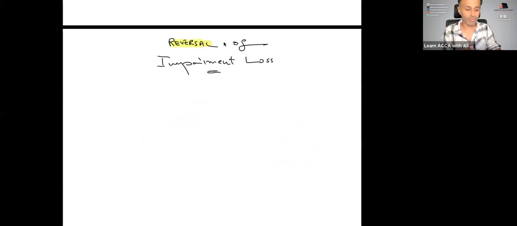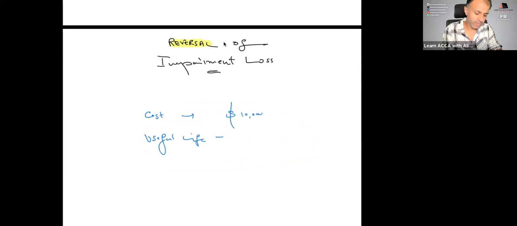This can only be understood by the example that I'm going to put forward. Let's suppose the cost of an asset is 10,000 and the useful life is 10 years. The cost of the asset is 10,000. The useful life is 10 years.